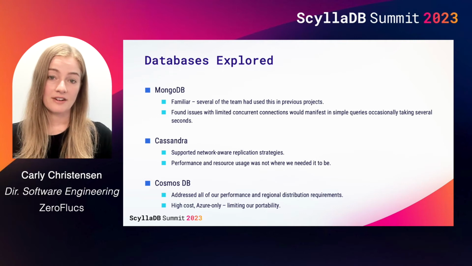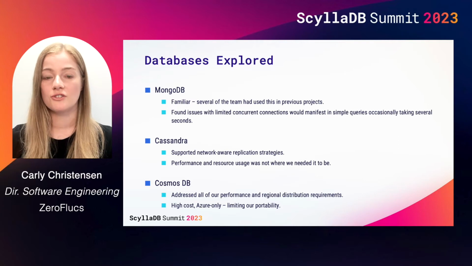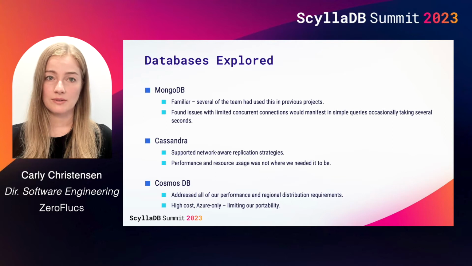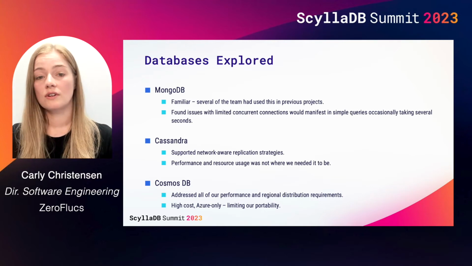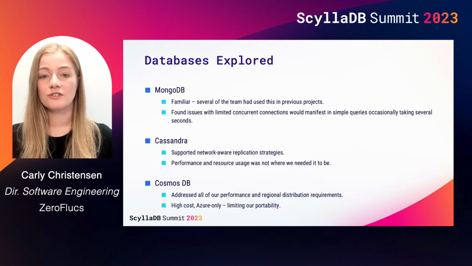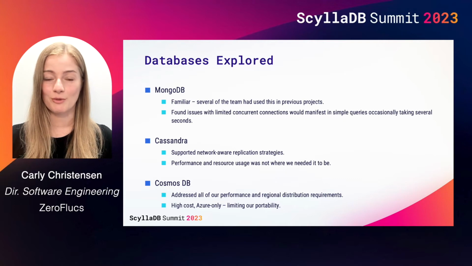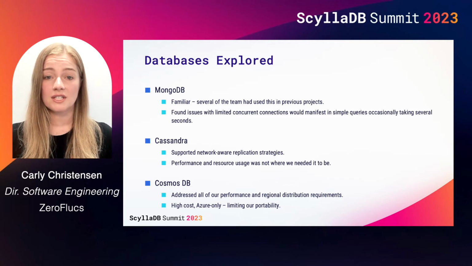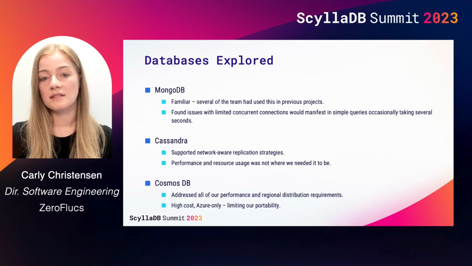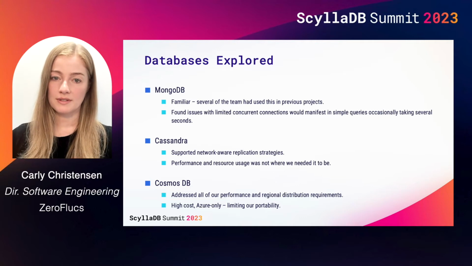We tried Cassandra, and even though it supported the network-aware replication strategies that we needed, it just didn't have the performance and resource usage that we needed. We also looked at Cosmos DB, and it addressed all of our performance and regional distribution requirements. But as a startup, we just couldn't justify the high cost. And since it was Azure only, it would limit our future portability options.